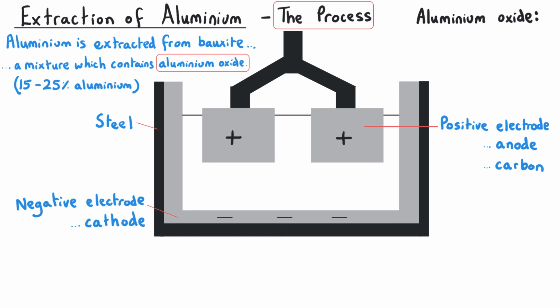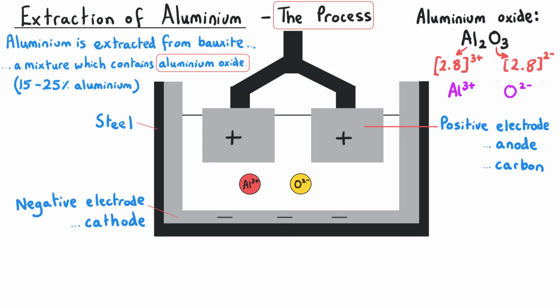And aluminium oxide has the chemical formula Al2O3, and we could work this out because aluminium is in group 3 with 3 electrons in its outer shell, which means when it loses those 3 electrons, it becomes a 3+ ion. It transfers those electrons to the non-metal oxygen. And oxygen is in group 6, and so it gains 2 electrons to become a 2- ion. And so these ions combine together in a ratio of 2 aluminium to 3 oxide.